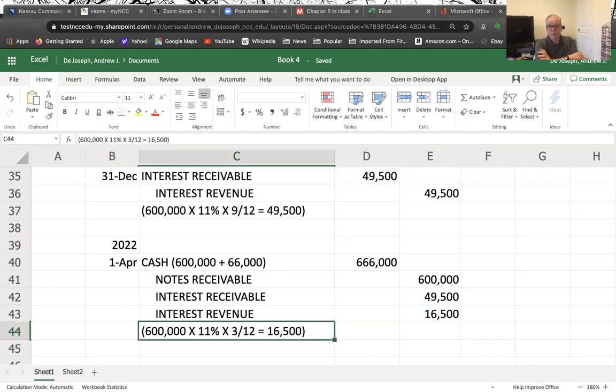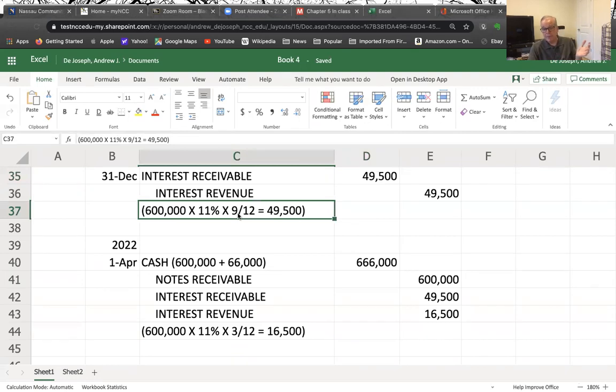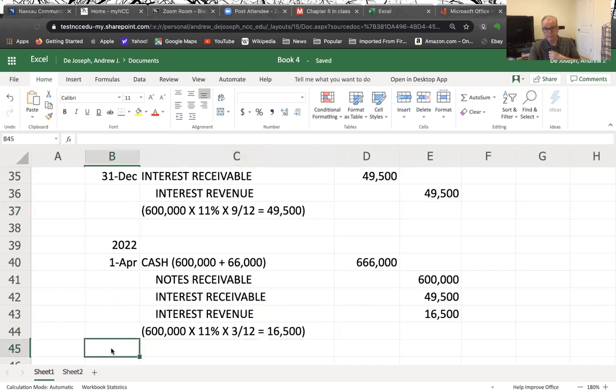So debit cash for the 600 plus the full year's interest, which is 666,000. Credit notes receivable for the principal amount, which was 600. Credit interest receivable for the amount that was accrued at the end of the prior year, and credit interest revenue just for the time this year, right? This time is 3 months. Last year was 9 months. It's a 12-month note, so 9 months last year, 3 months this year.